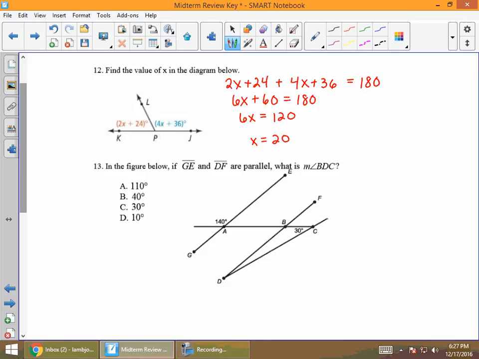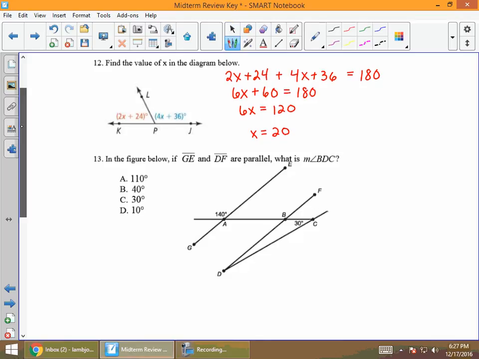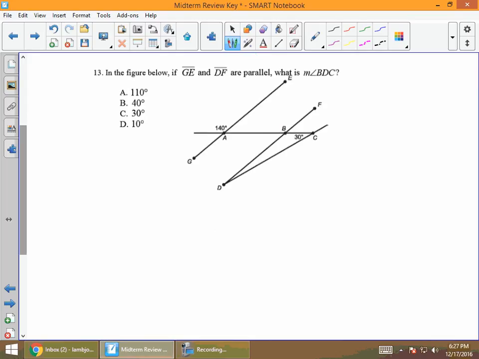And the last question here, question number 13. In the figure below, GE and DF are parallel. So I can put those marks on there. What is the measure of angle BDC? So I'm looking for this little angle down in here.